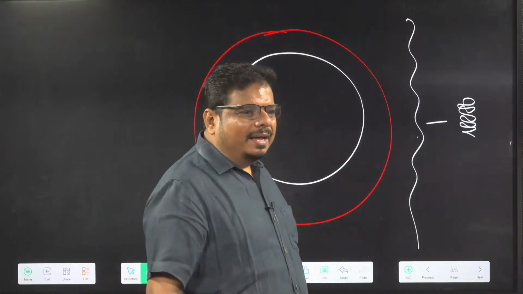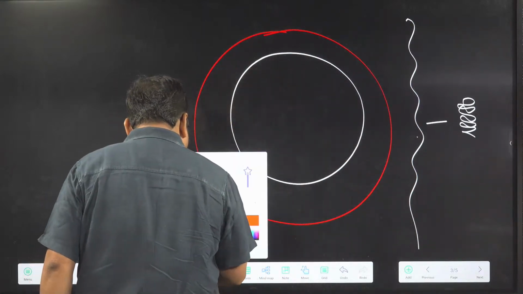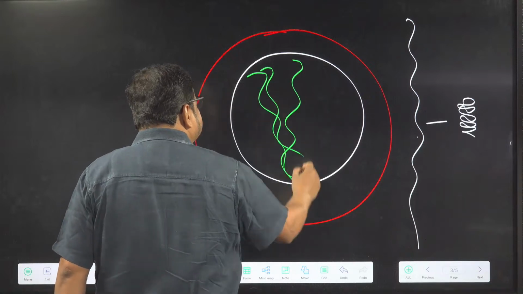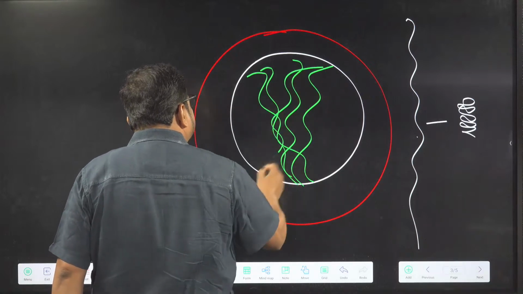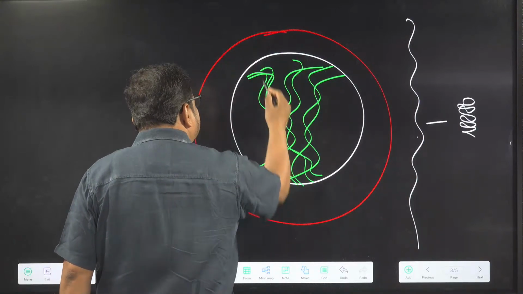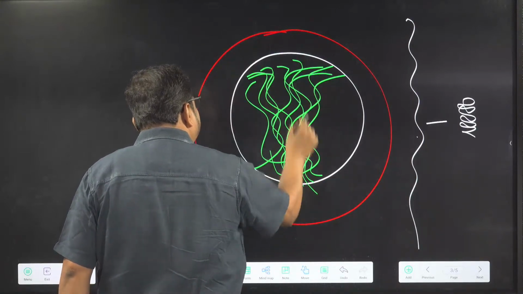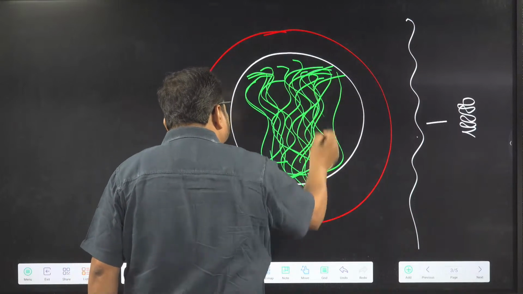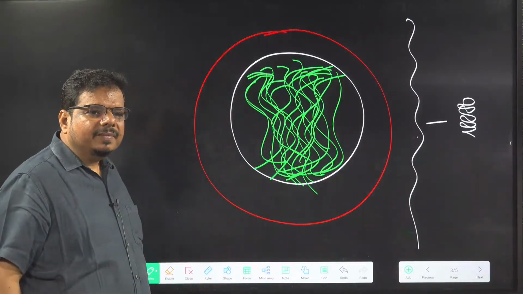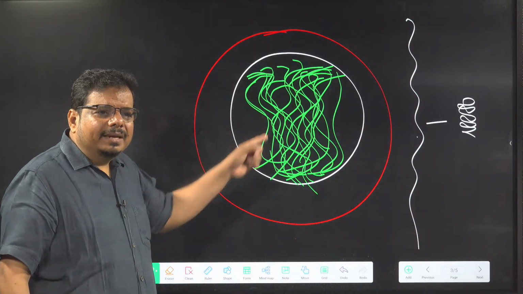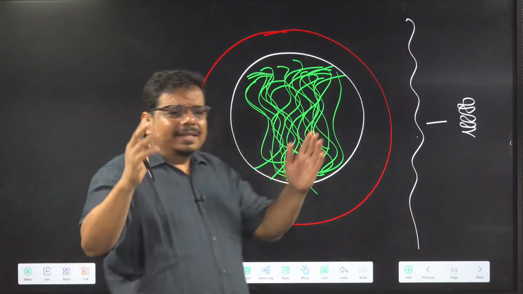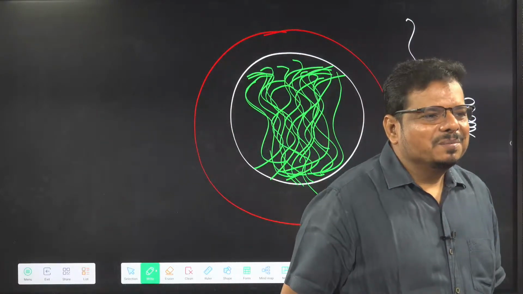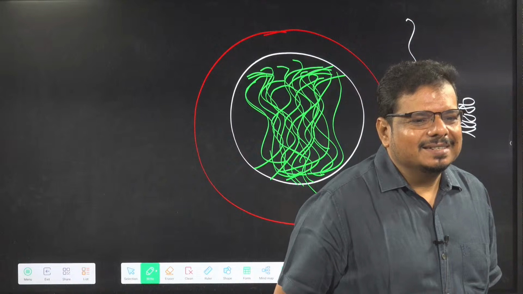Now what happened? In your cell, in your nucleus, this is chromatin 1, this is 2, this is 3, 4, 5, 6, 7, 8, 9, 10, 11, and likewise 46 chromatin are there. How many chromatin are there? 46. And when they condense, how many chromosomes do they make? 46 chromosomes. Understanding the idea?